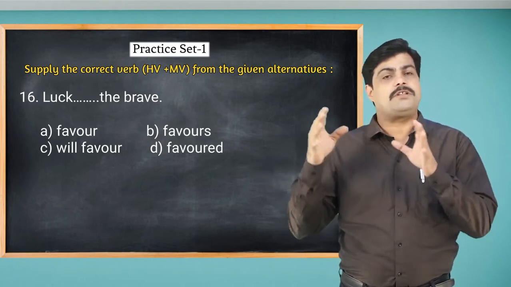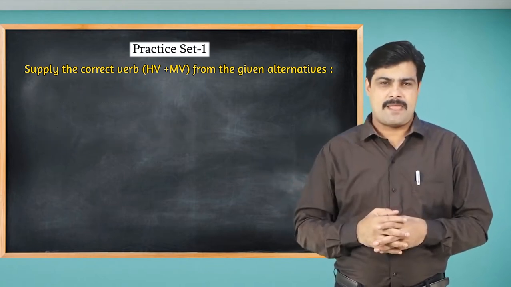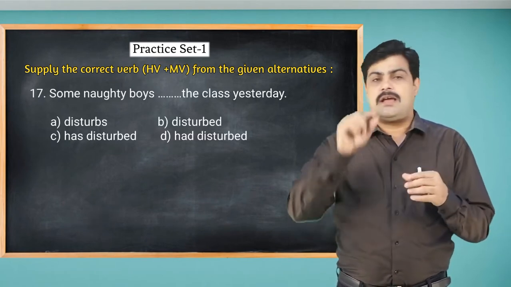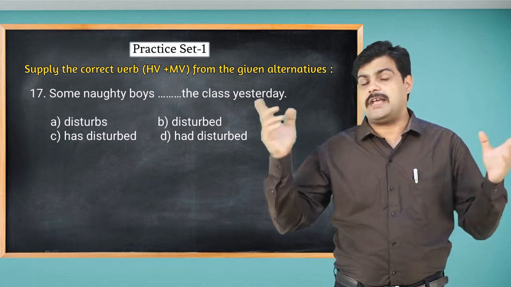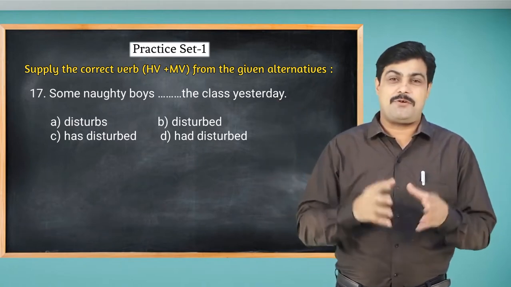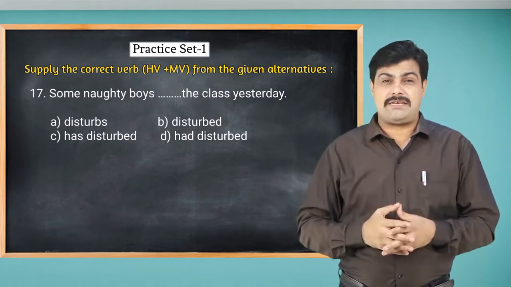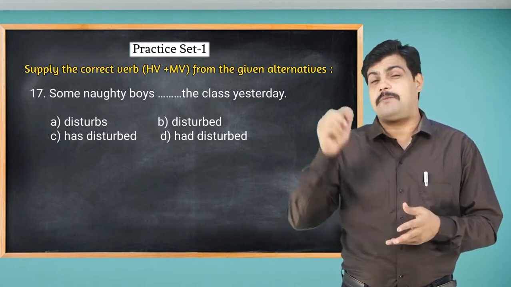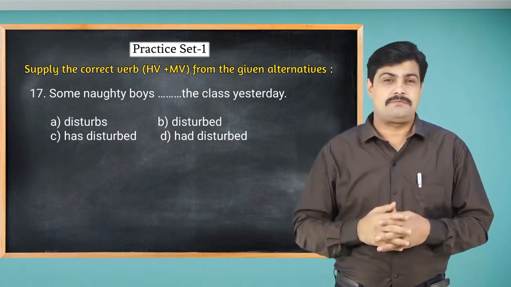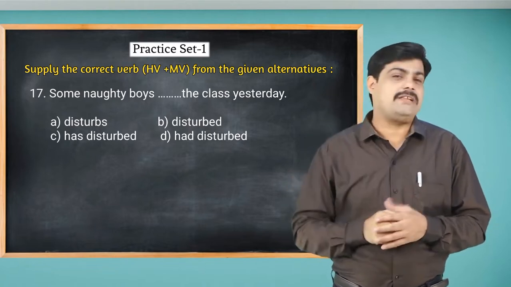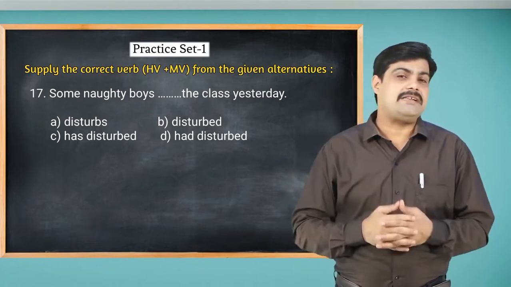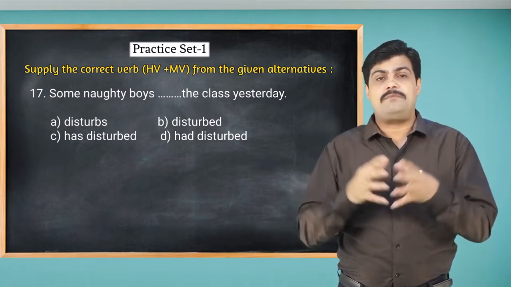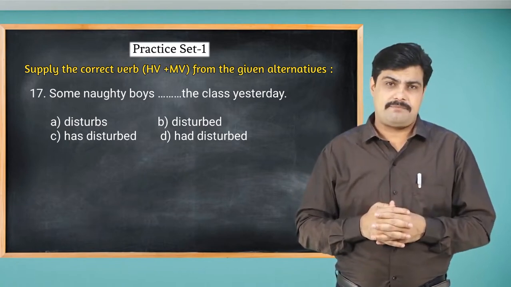Luck favors the brave. Let's see another sentence. Some naughty boys dash the class yesterday. Now you know that words like yesterday and last, and so on, we use in past indefinite tense. So option B is right here. We will say the sentence as some naughty boys disturbed the class yesterday.